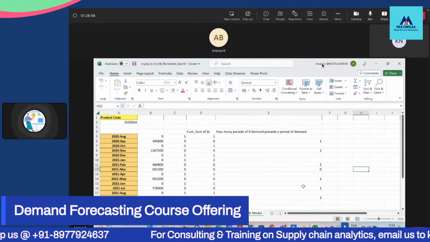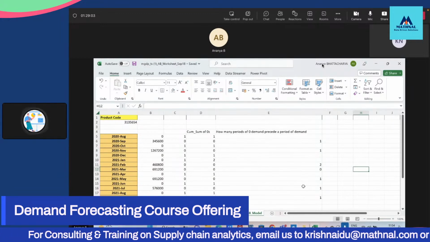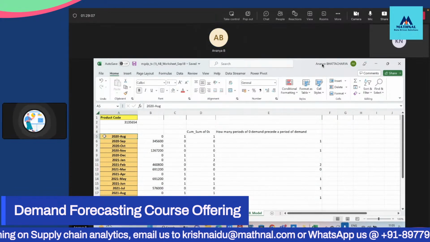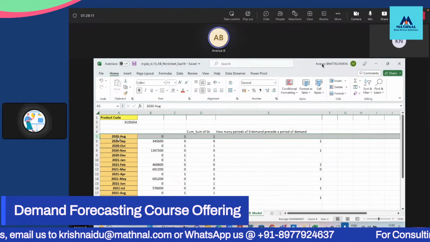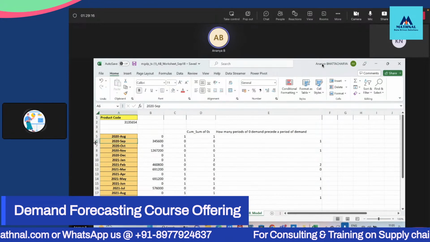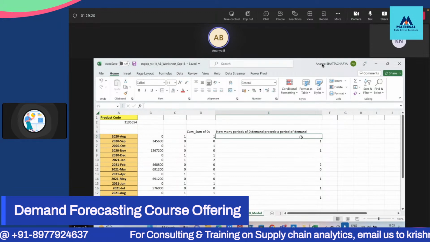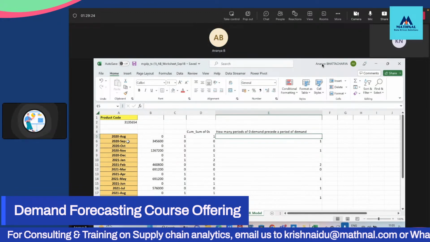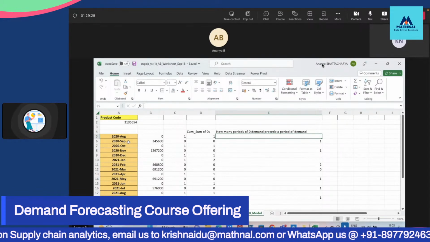So if you want to make a purchase in August, you will make a purchase for 2 periods, that is August and September. Because in September I have 1, so there is a period of no demand. If it is 1, it means you have to make a purchase for 2 periods. If it is 2, you have to make a purchase for 3 periods.